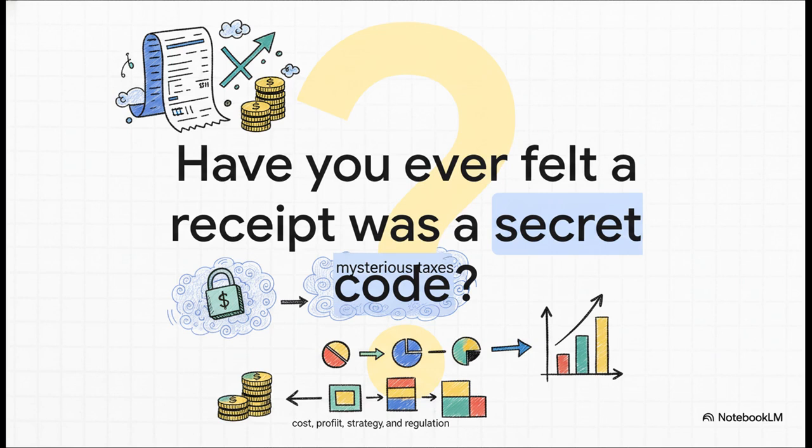You glance at a receipt, and you see the original price, then a discount, then some taxes you've never heard of. It kind of feels like you're trying to crack a secret code. Well, guess what? It's not a secret. Every single one of those numbers tells a story, and today we're going to make that story make sense.